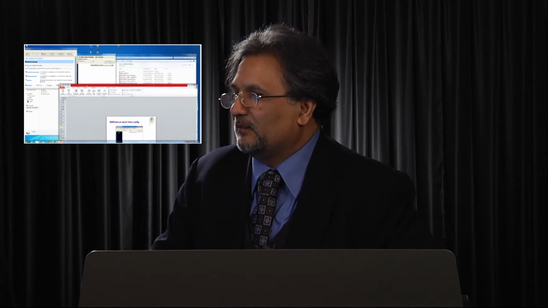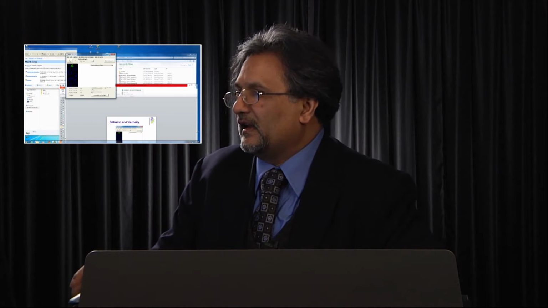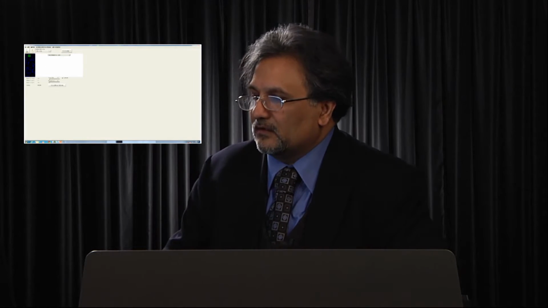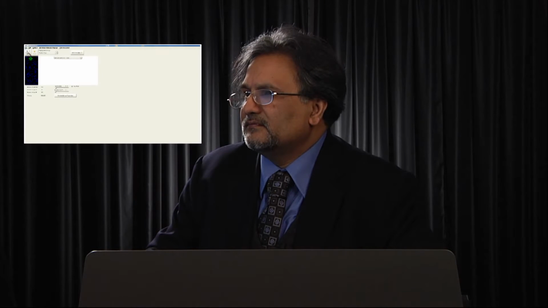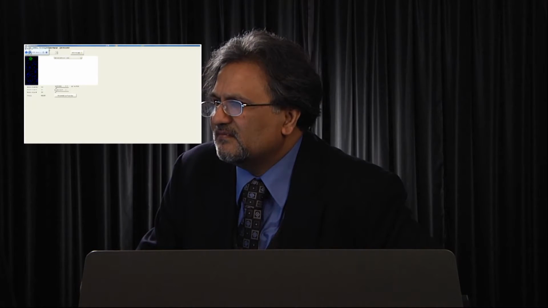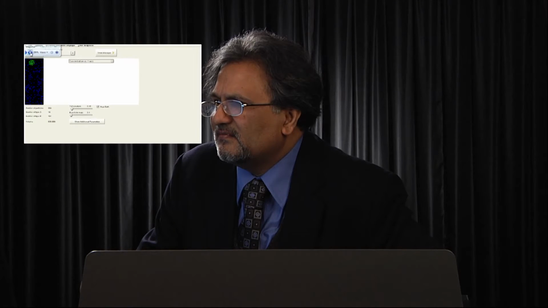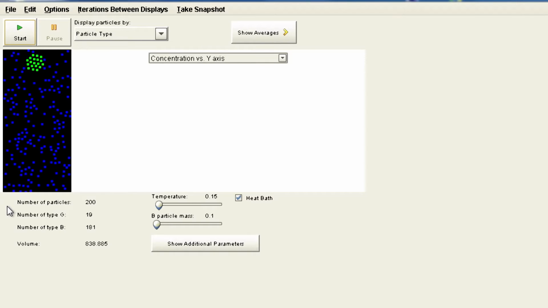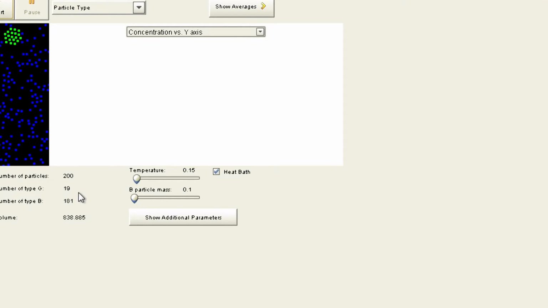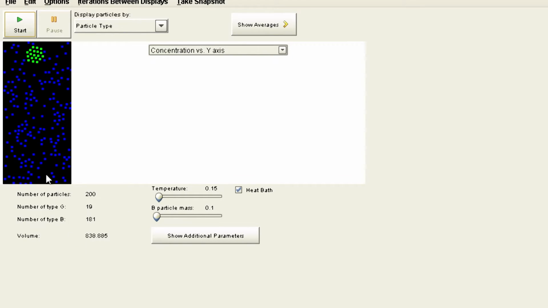which you can also look at on your own and understand it better. So, let me bring this up and also give you some magnification here. All right. So, in this case you can see that the number of green atoms here is 19, and the number of blue atoms, which is representing the gas phase, is 181.